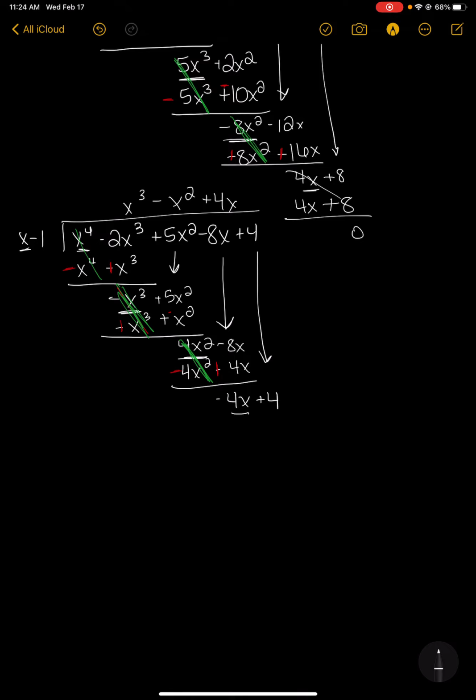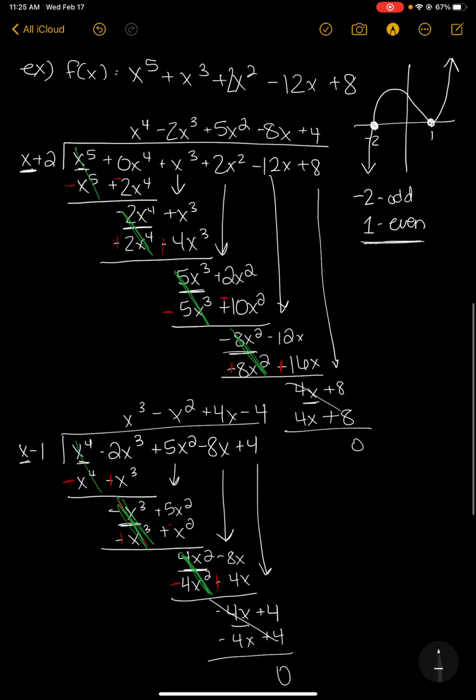So x times what gives me a negative 4x? That would be a negative 4. And so I've got negative 4 times x, negative 4 times negative 1. Draw my line and subtract. They are the same. When we subtract, we will get a remainder of 0, which still makes sense because we know that x minus 1 is a factor, because we know that 1 is a 0, because we know about the graph. So far my factors are x plus 2 and x minus 1. Because x minus 1 is even, we know it occurs at least twice.